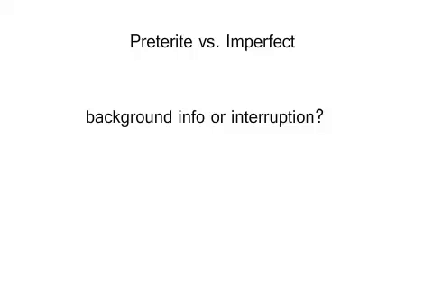When we use the preterite tense and the imperfect tense together in the same sentence, we're going to be looking at two different things. We're going to be looking at background information, and we're going to be looking at an interruption. The background information tells us what was going on, and will therefore be the imperfect tense, and the interruption is going to be the preterite tense.